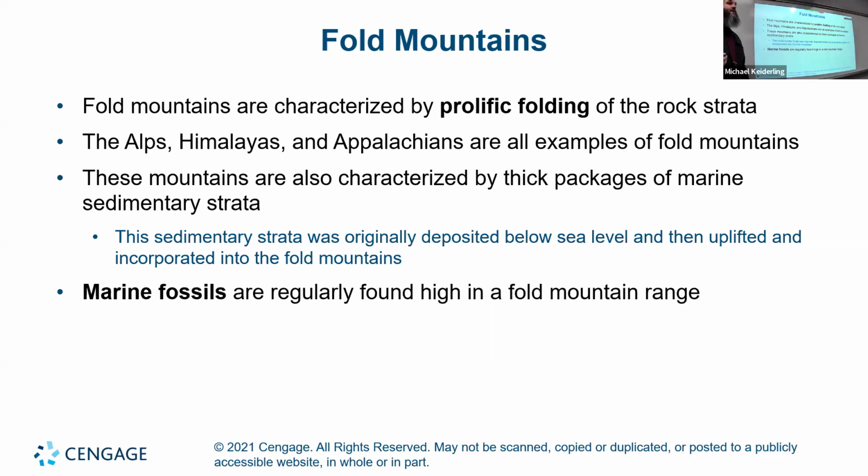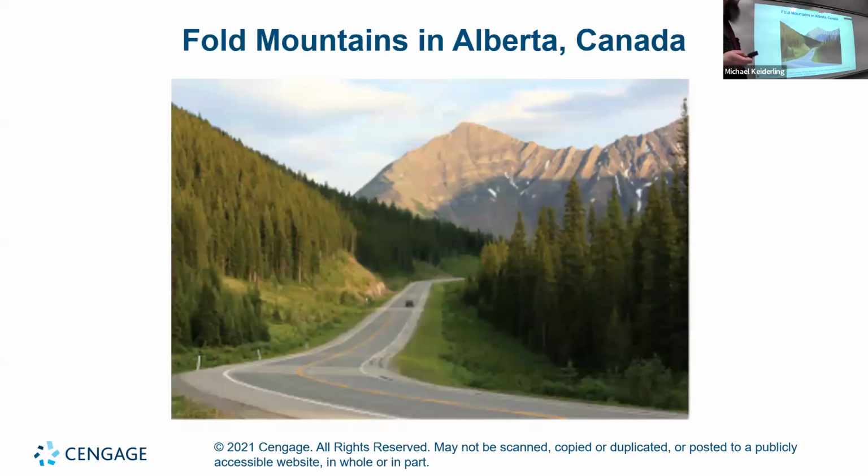I'm not sure if they're so common in the Appalachians, because the Appalachians are a very old mountain range, so they've lost a lot of their upper layers. They're heavily eroded. But it is the case of the Himalayas. Like the top of a lot of Himalayan mountains are marine strata. Like you find marine fossils like that. Here are some fold mountains in Alberta, Canada. You can see that sort of folded structure here.